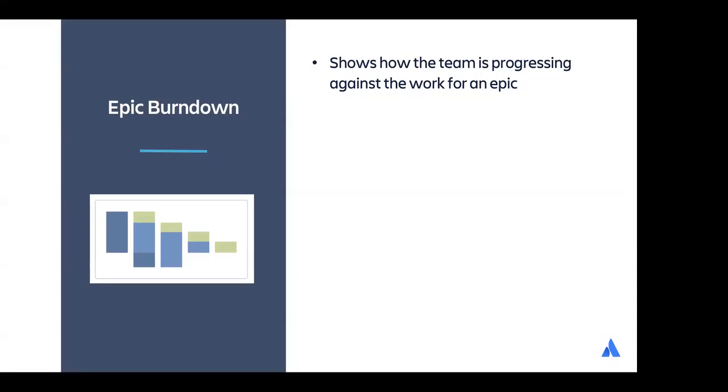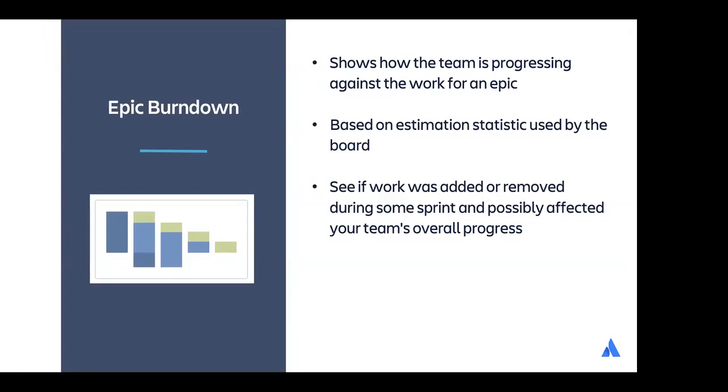And so it will show you an epic, and then you can choose that epic to see how the team is progressing against the work for that epic. It is again based on the estimation statistic for that board. And you can see if any work was added during a sprint or removed during some sprint, and how that might possibly affect the team's overall progress. Again, this is for a single epic. So your burn down chart and burn up chart are for one single sprint. The epic burn down shows you how the work for an epic is progressing.